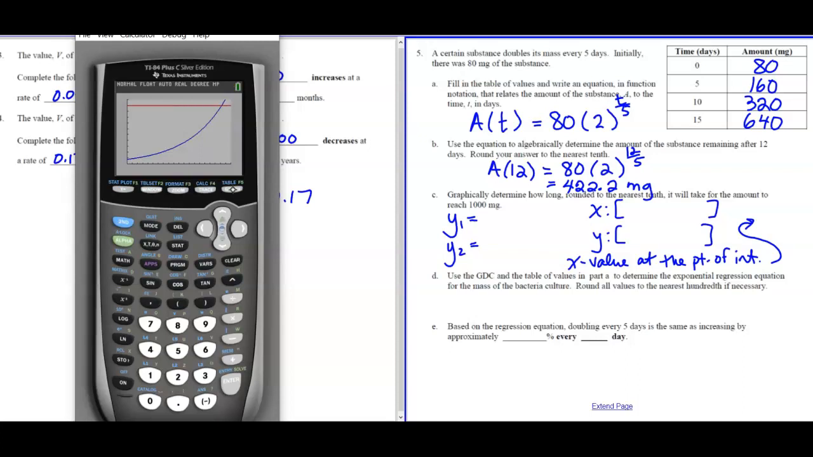If you can't see the point of intersection in your window, then change it. 0.1, 0.100. So I want to do the x value at the point of intersection. Enter, enter, enter. Okay. Rounded to the nearest tenth, 18.2. That is in days.